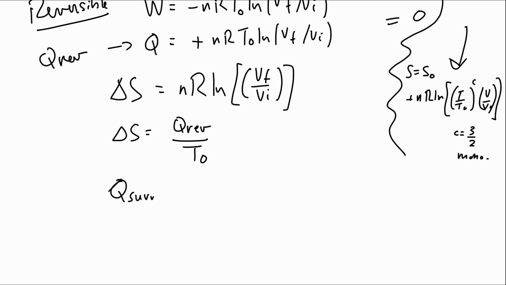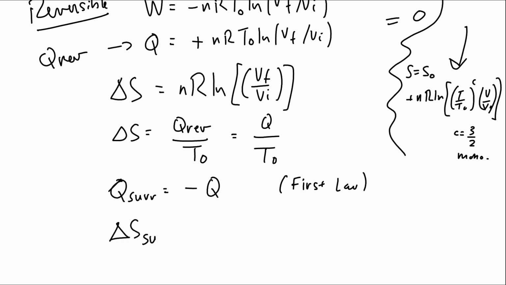Q of the surroundings is equal to minus Q, right? I'm going to write this Q over T naught because I'm not calling it Q reversible. It's just Q for this problem. This is the first law again, and delta S of the surroundings is minus Q over T naught, and so delta S of the universe is equal to 0, right? So that's consistent with it being reversible.